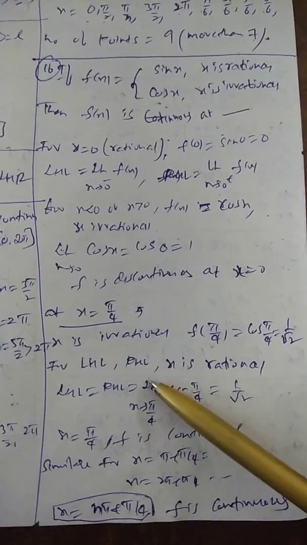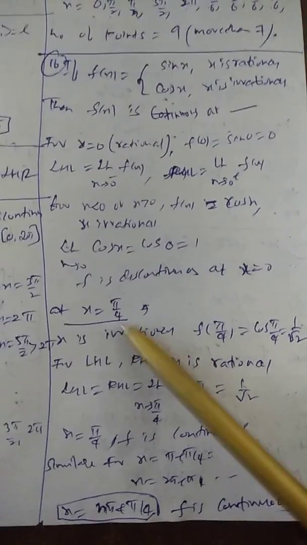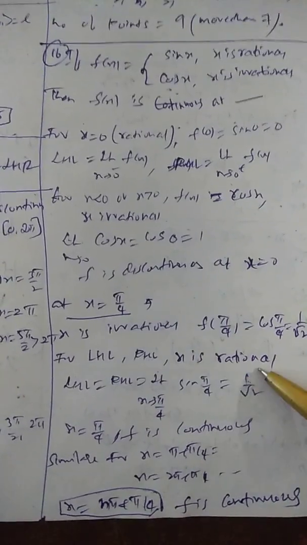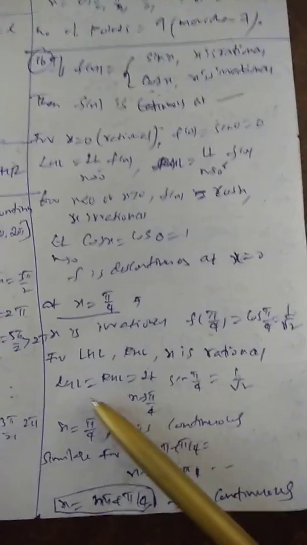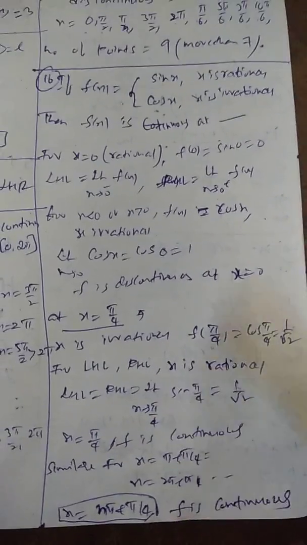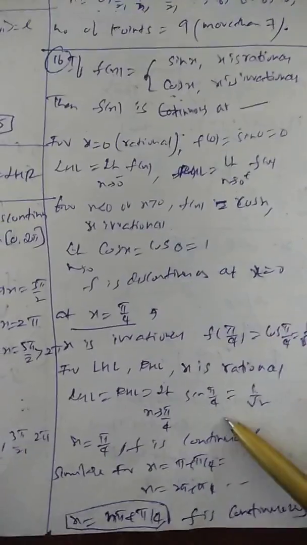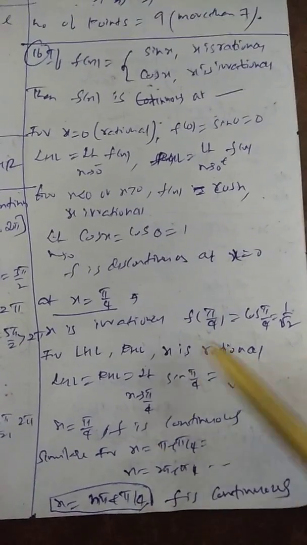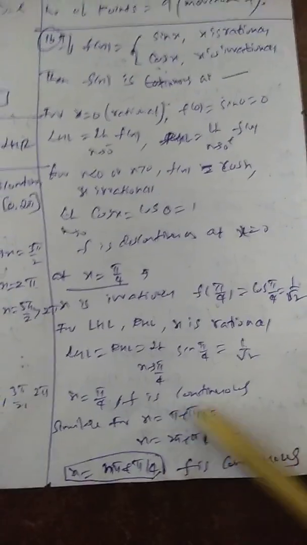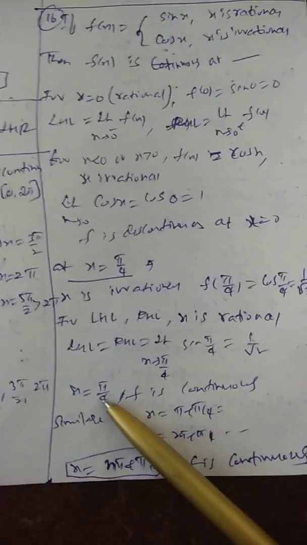For the left hand limit and right hand limit, x is less than pi by 4 or x greater than pi by 4, so x is a rational number. At a rational number, for the left hand limit and right hand limit, the function f of x is sin x, so sin pi by 4 is 1 by root 2. So the left hand limit and right hand limit are equal to f of a, therefore f is continuous at x equals pi by 4.